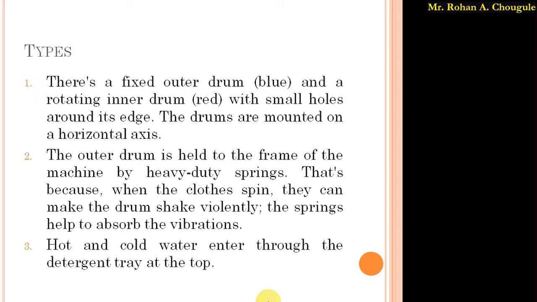Here I have written the same: the outer drum is held to the frame of the machine by heavy duty springs. That's because when the cloth spins, it can make the drum shake violently, and the springs help to absorb that vibration. As I said, when the cloth inside the washing machine spins, heavy vibrations are produced, and to absorb that vibration, the heavy duty springs are used.